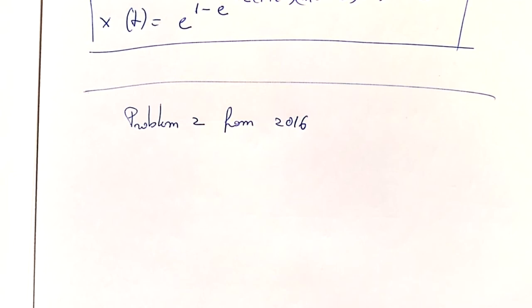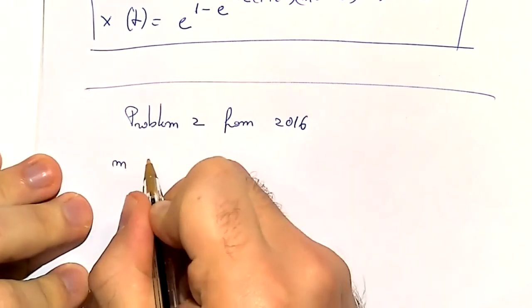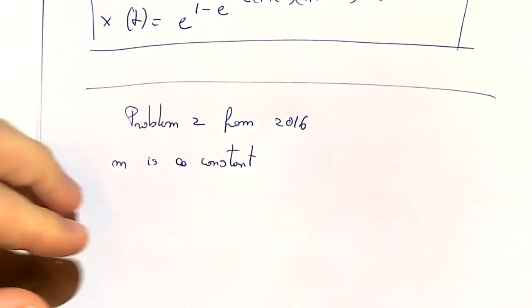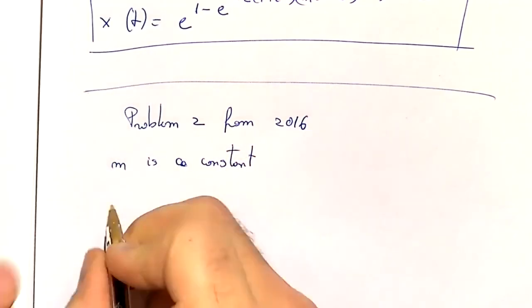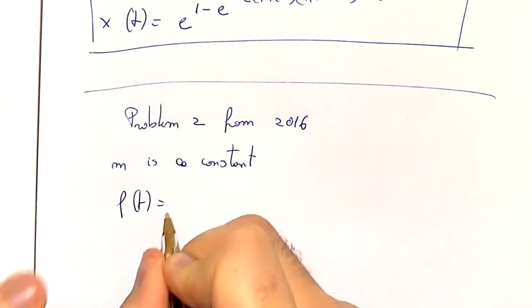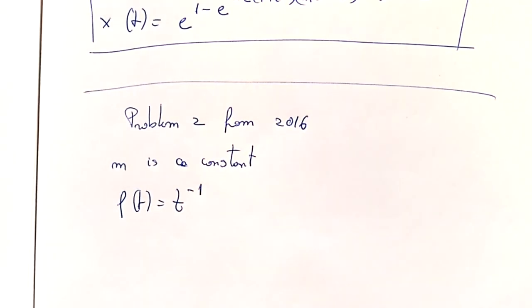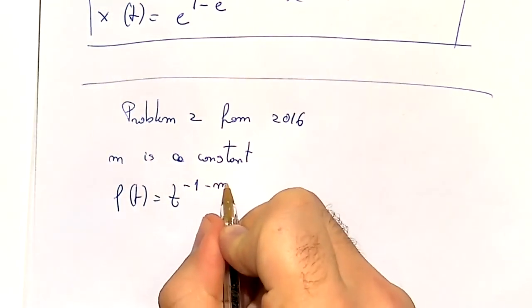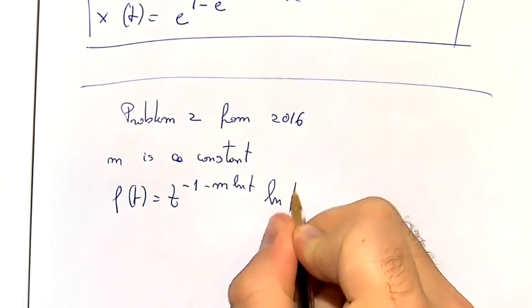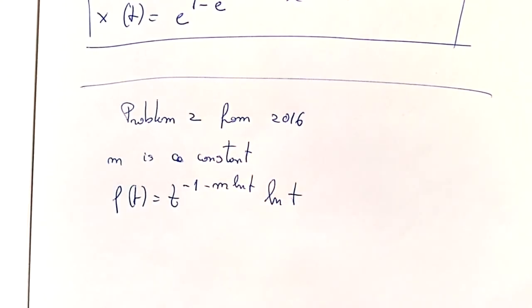You're given that m is a constant, and f of t is equal to t minus 1 minus m log of t, log of t. So an absolutely beautiful function for you guys.